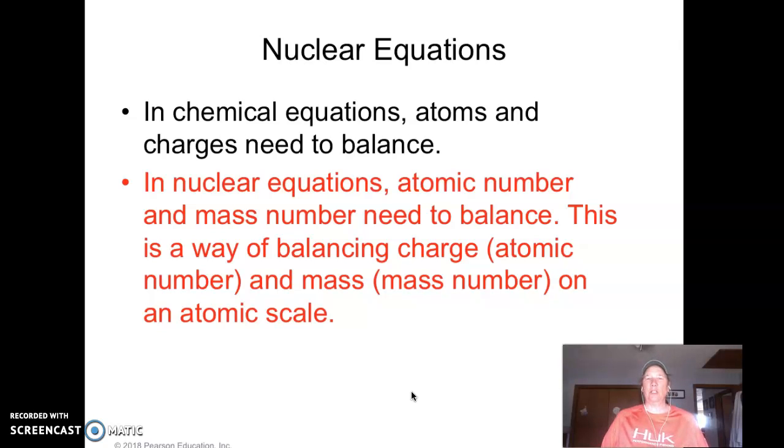You have to have the same amount of atoms on each side. In a nuclear equation, the atomic number and the mass number need to balance. So it's a little bit different. But again, usually it's only by 1 or 2, so it's not so tough. It's a way of balancing the charge on the atom and the mass number. And again, we're doing it at an atomic scale, so it's not like a chemical equation.